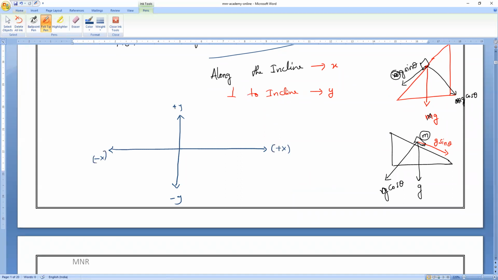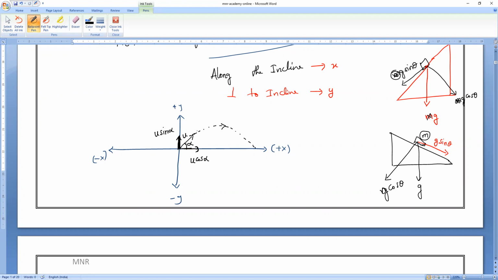Now a body is projected with an angle. Forget about theta, I already imagined I rotated anti-clockwise. So what is the angle here? Alpha. Initial velocity is U. What is the Y direction, plus Y or minus Y? Verify it. Upward, plus Y. So it will come U sin alpha, and plus X, here U cos alpha. Understand?